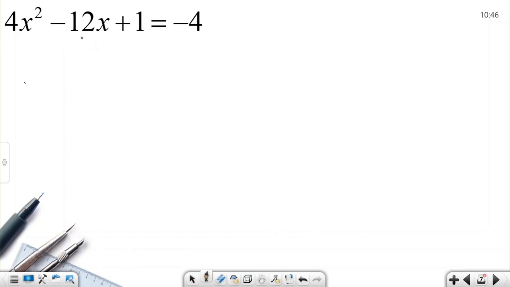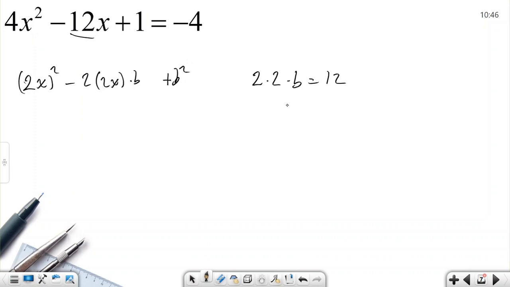As you see, 4x squared minus 12x, and I cannot say this is a square. Why? 4 is not under the square. So instead of 4x squared, I can write (2x) squared minus 2 times 2x multiplied by b, plus b squared. So 2 times 2 times b equals 12. 4 times b equals 12. Divided by 4, b equals 3.